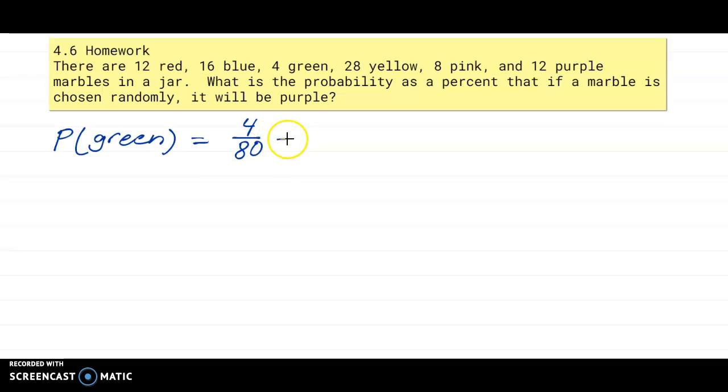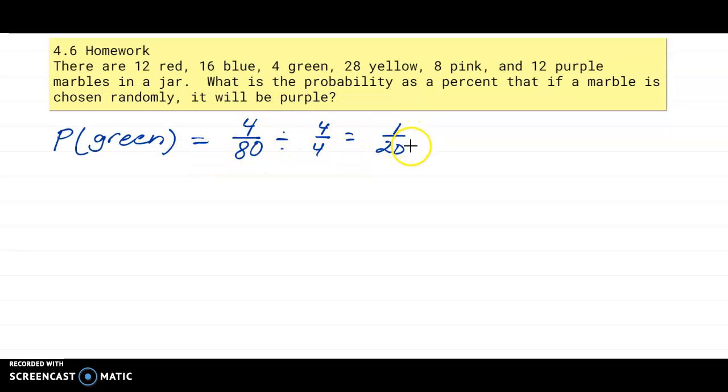So I'm going to divide it by a giant 1, and the largest number that I can divide evenly into 4 and 80 is 4. So I'm going to divide this by 4 over 4, and that will equal 4 divided by 4 is 1, 80 divided by 4 is 20. So 1/20th is the probability of pulling green out.